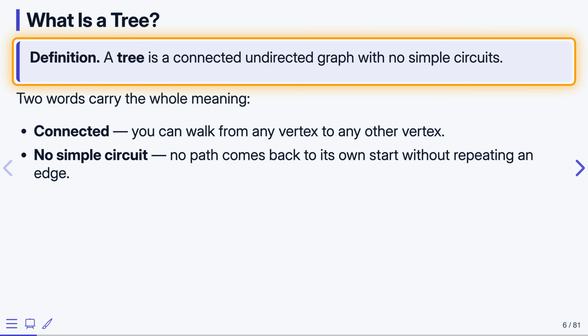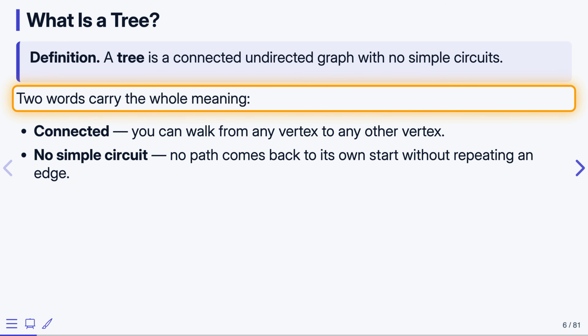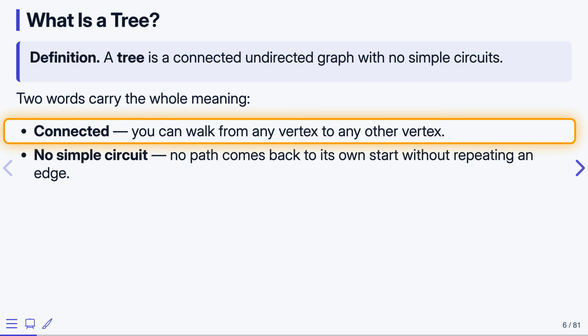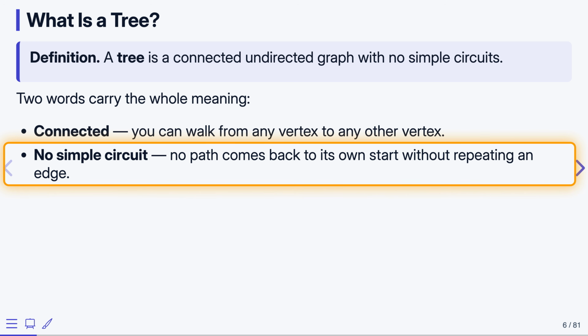Let us start with the definition. A tree is a connected, undirected graph with no simple circuits. 2 words carry the whole meaning. The first word is connected. It means you can walk from any dot to any other dot along the edges. Nothing is cut off. The second phrase is no simple circuit. Recall, a simple circuit is a path that starts and ends at the same dot and never repeats an edge. So a tree has no closed loops anywhere. Every test we do comes back to these 2 words.